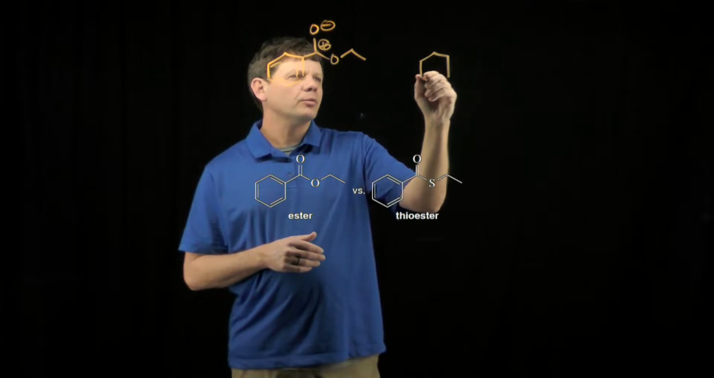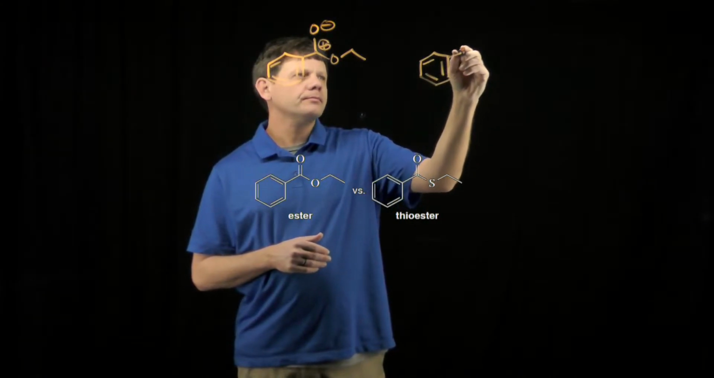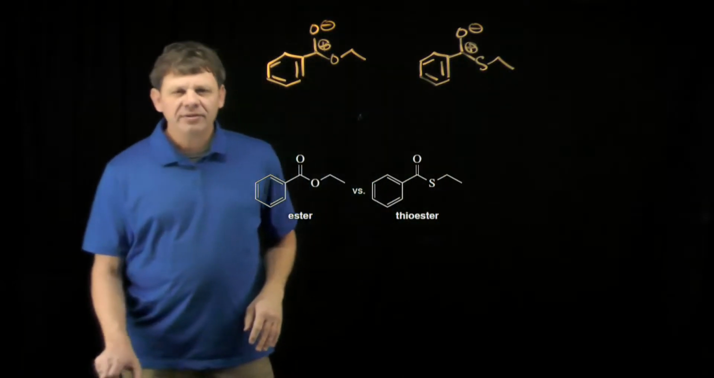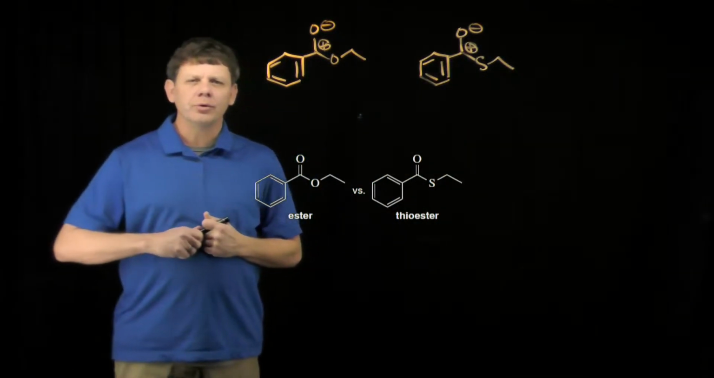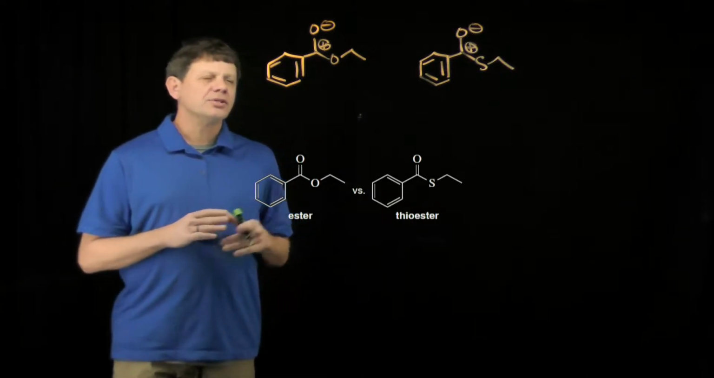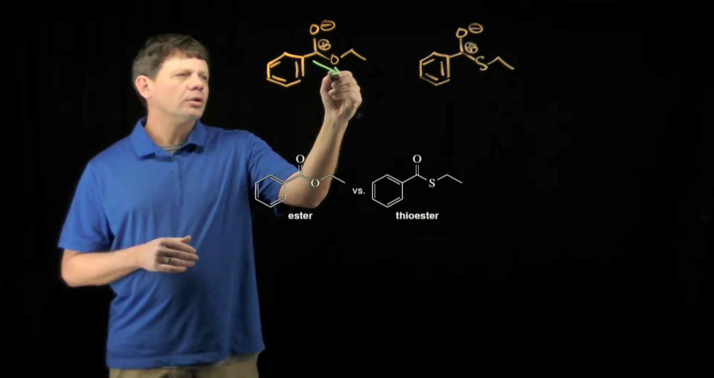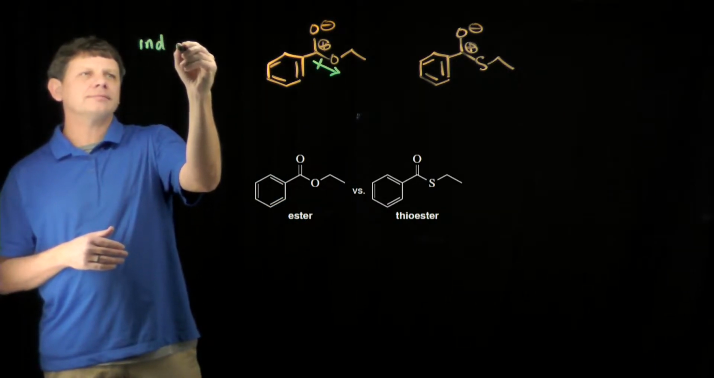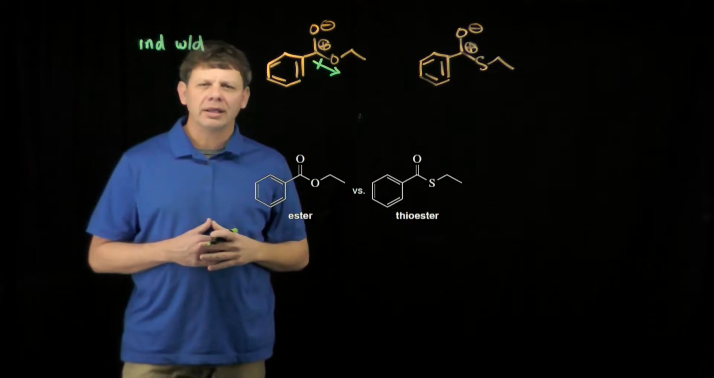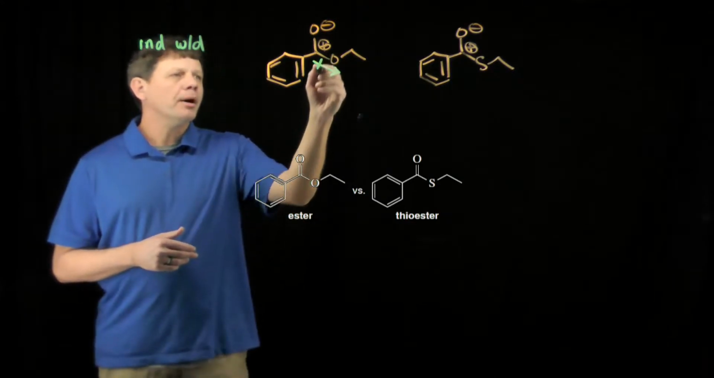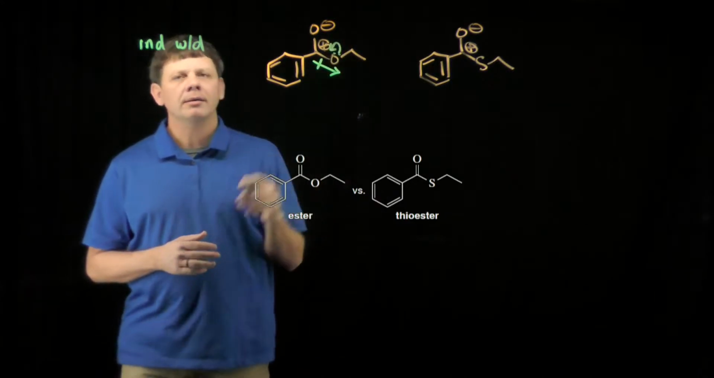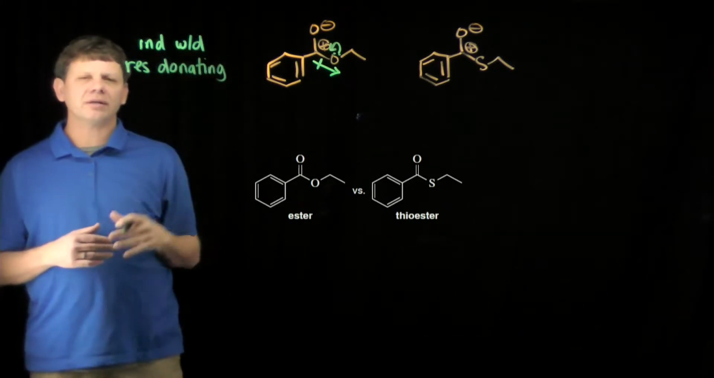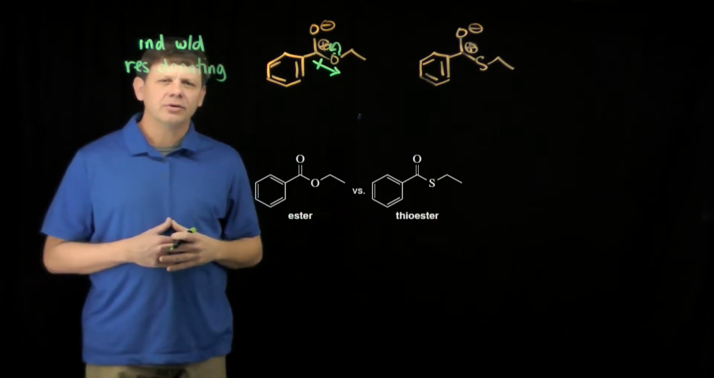For the thioester, we'll do the same thing. And then we'll consider the different effects of the two groups. Now, if we look at the oxygen, we know that the oxygen is more electronegative than carbon, so it's going to be inductively withdrawing. So it's going to withdraw electron density by induction. But it can also donate by resonance. So we have inductive withdrawing and resonance donating.